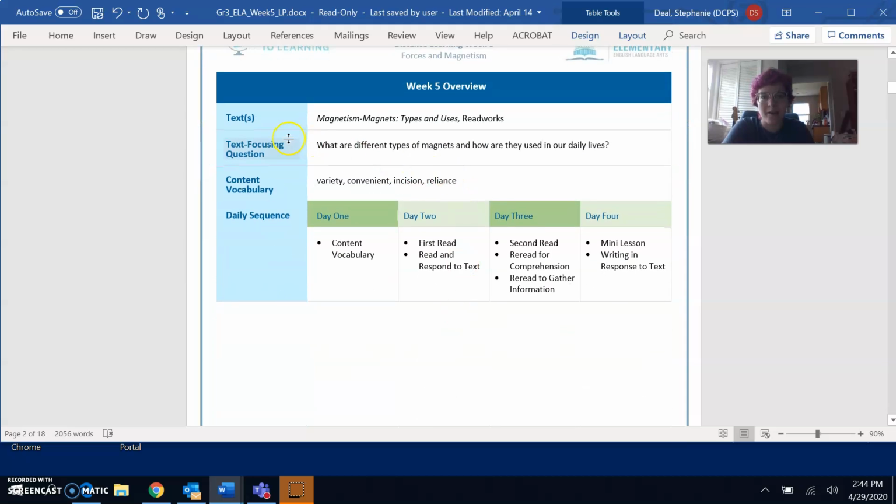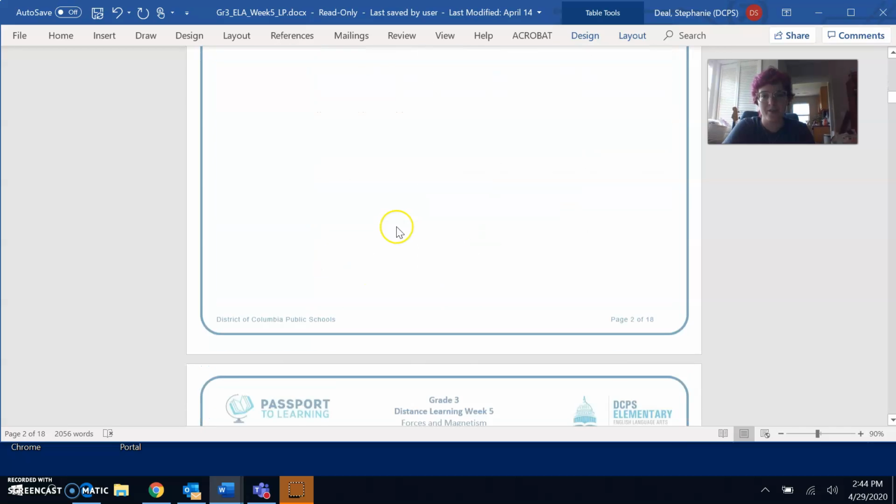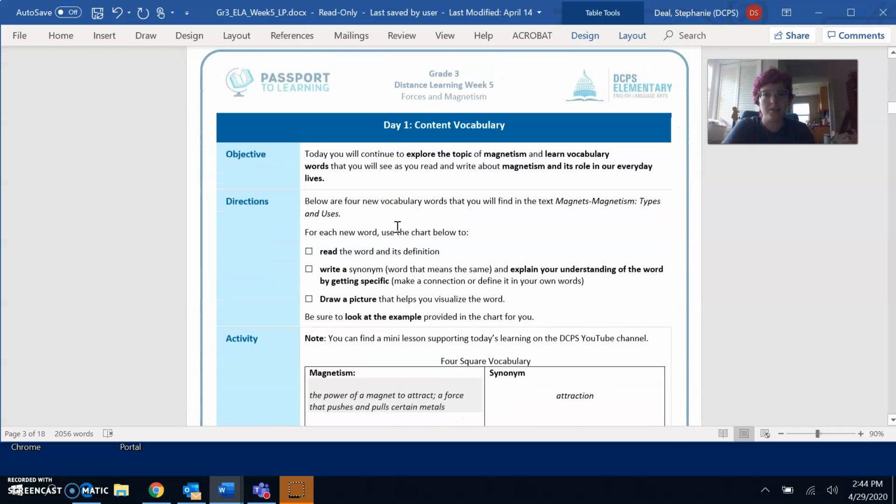So for Week 5, we're still learning about magnetism. And we're focusing on what are different types of magnets and how are they used in our daily lives. So for Day 1, we're going to look at the vocabulary words for this week. So let's move on to Day 1.